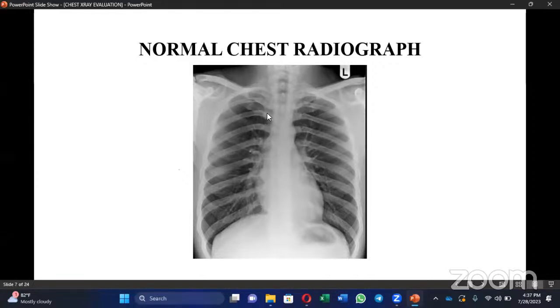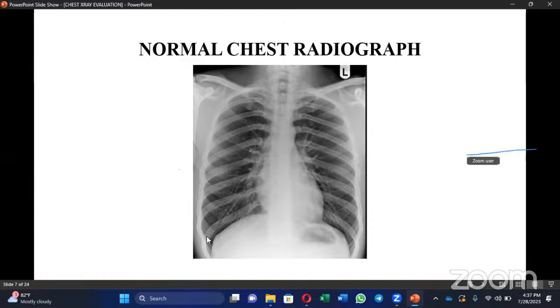This is the first posterior rib. This is the second, this is the third, this is the fourth, this is the fifth, this is the sixth, this is the seventh, eighth, ninth, and then the 10th.